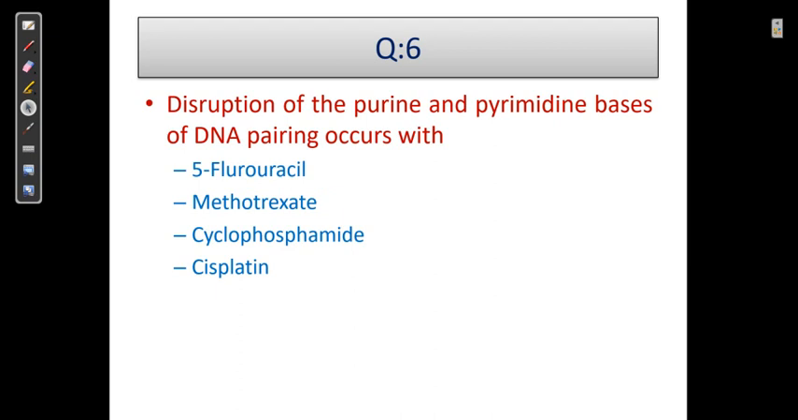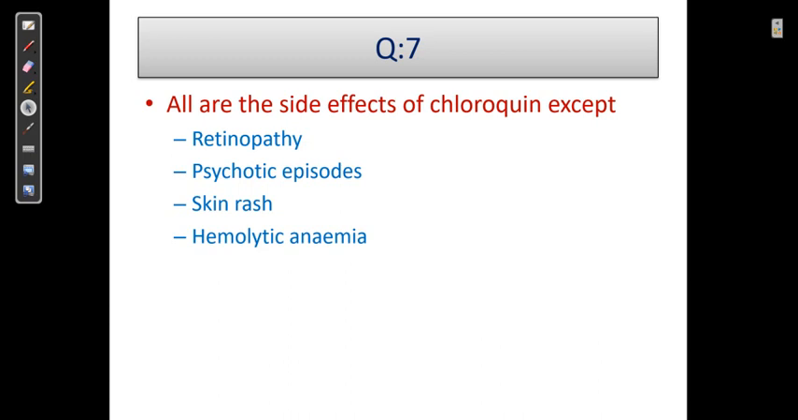Disruption of the purine and pyrimidine bases of DNA pairing occurs with 5-fluorouracil, methotrexate, cyclophosphamide, cisplatin. The correct one is cyclophosphamide. All are the side effects of chloroquine except retinopathy, psychotic episode, skin rashes, hemolytic anemia. The correct one is hemolytic anemia is not a side effect of chloroquine.